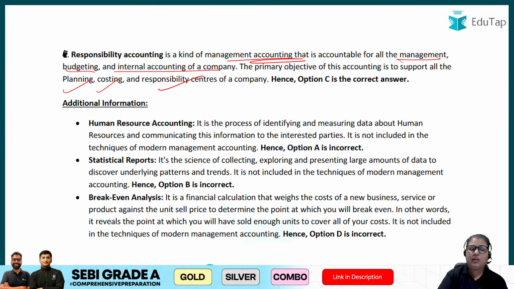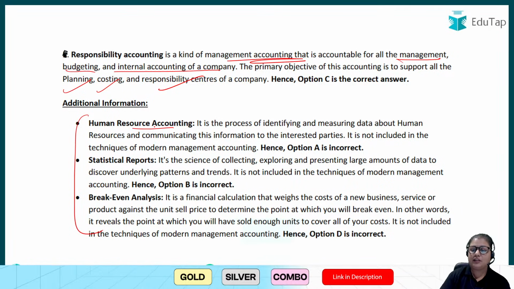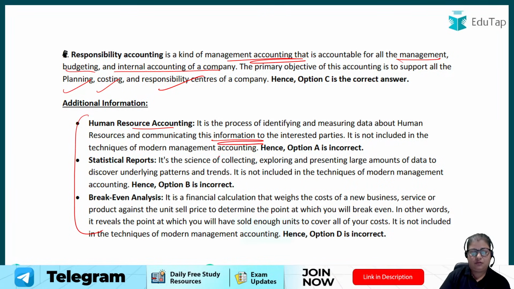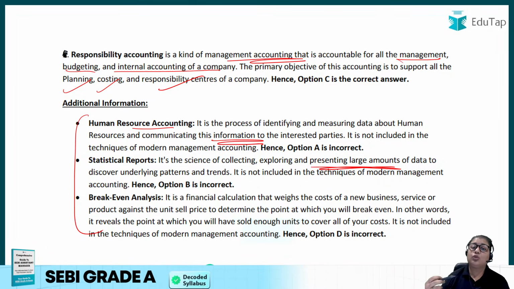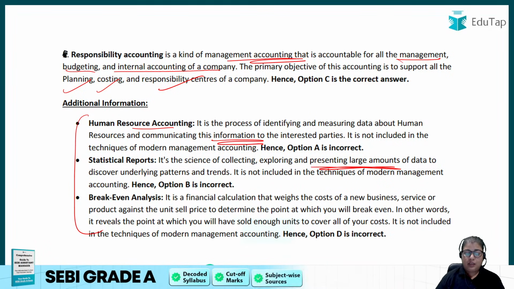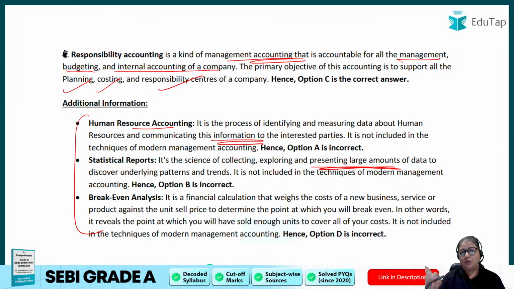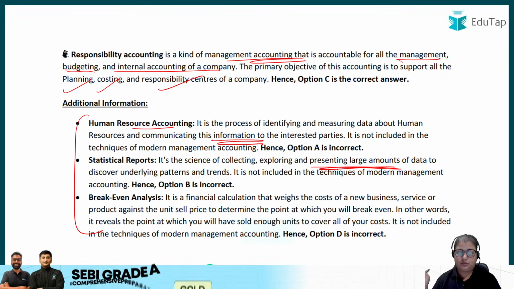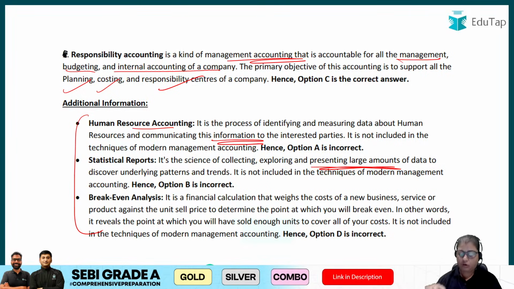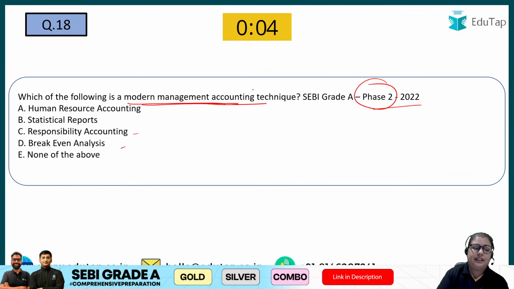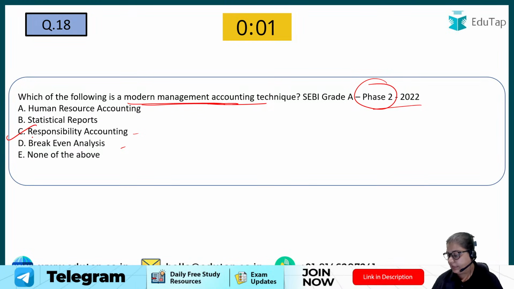But of the other three, human resource accounting is also a kind of information to the interested parties. Statistical reports are also presenting a large amount of data. Break-even analysis is also used to see if they can cover the cost or not, if we are able to cover the fixed cost and profit or not. Right, so are we in a profit situation or a non-profitable situation? So these all three are not a modern accounting technique. So the answer is option C. Okay, answer is C.